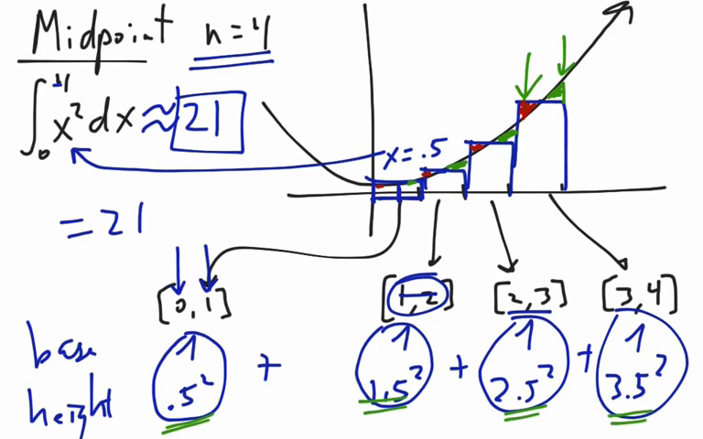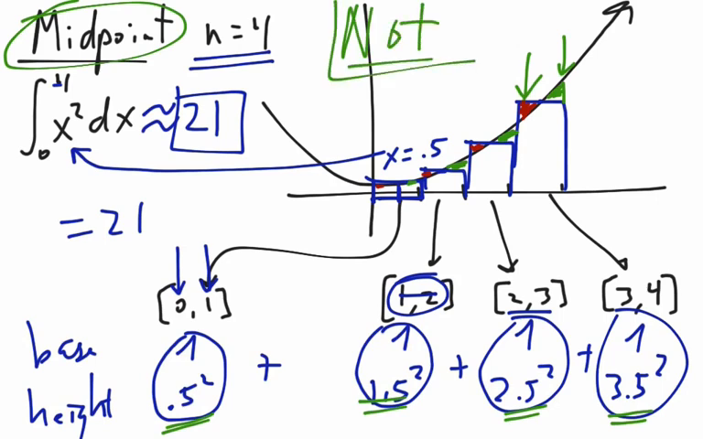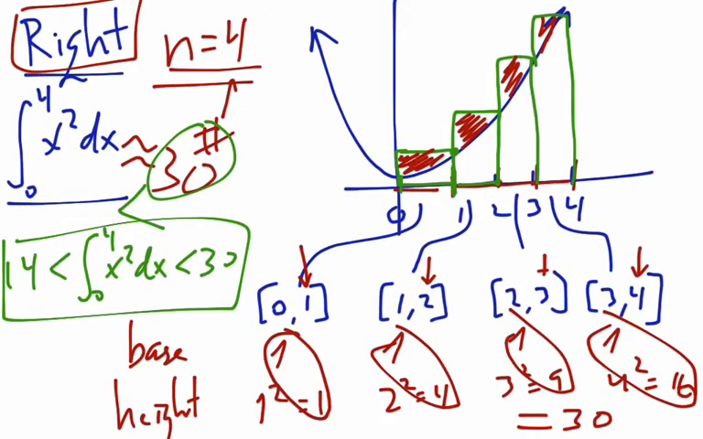Now, on a question, it probably won't ask you whether or not the midpoint is over or under approximating. If you want to think about it, you can, but that's probably not going to be something that I will ask. As an important note, the midpoint sum is not the average of the other two. So if we notice here, 21 is not the average of 14 and 30.